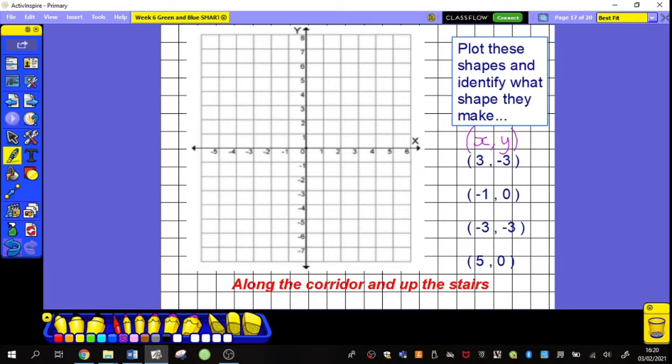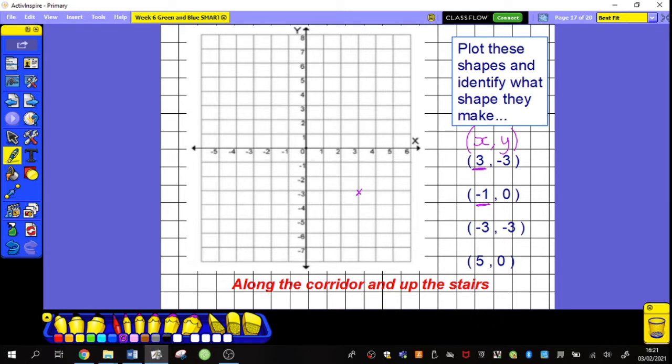So, first thing I notice is my x coordinate here is 3. That means I'm going to go along positive 3, which means right. So 1, 2, 3, I'm going to get to there, and my y coordinate here is minus 3, which means I'm going to go down. 1, 2, 3, so there is my first point. Okay, let's have a look at the next one then.